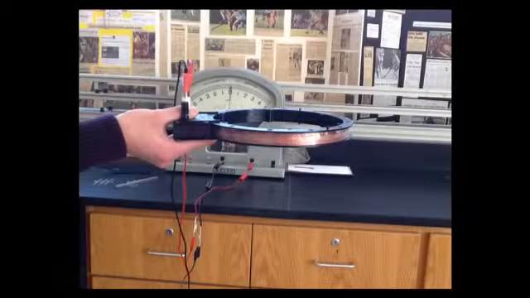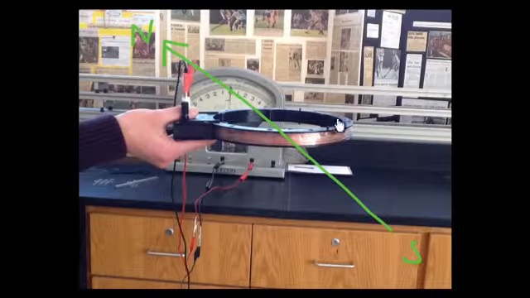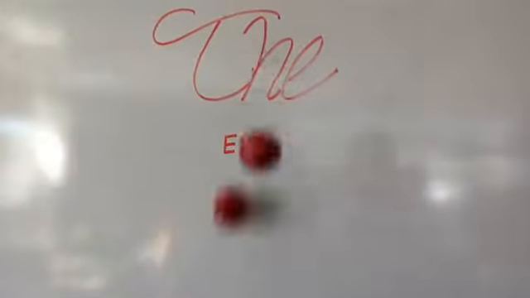Earth's magnetic field runs south to north. According to Lenz's law, the current that is produced in the coil produces its own magnetism, and that magnetism runs north to south. The end.